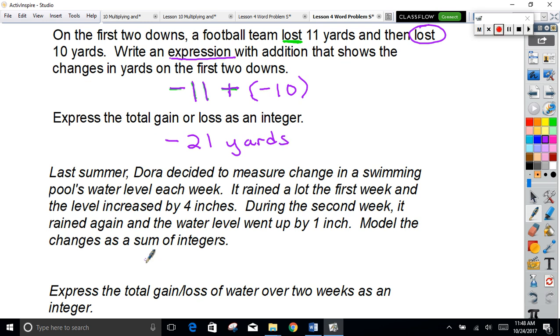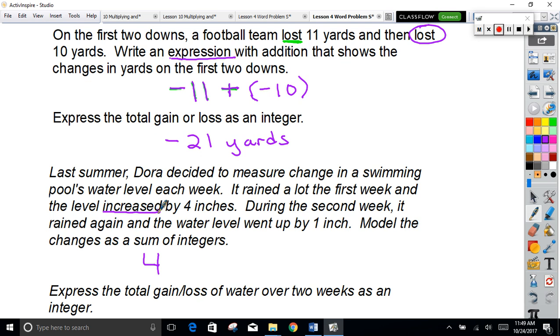Positive 4. Okay, tell me how you knew that it should be positive 4. Because whenever I write down the first number and it didn't have the same negative word. Okay, so what word there tells you definitely it's positive? Increased. The word increased tells us that it's going to be a positive number.